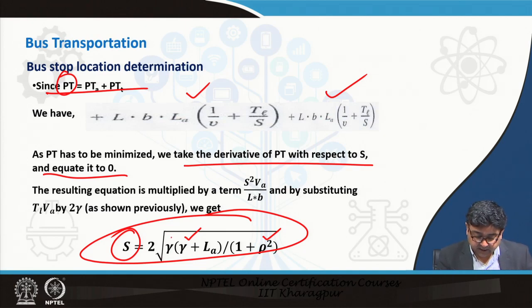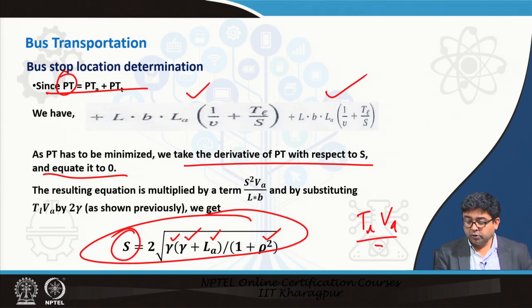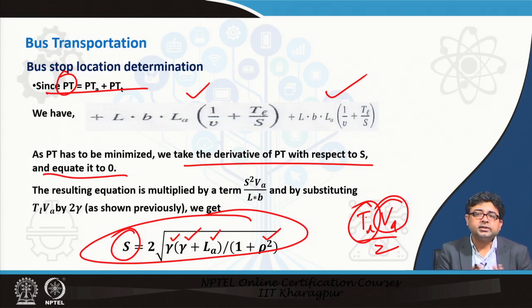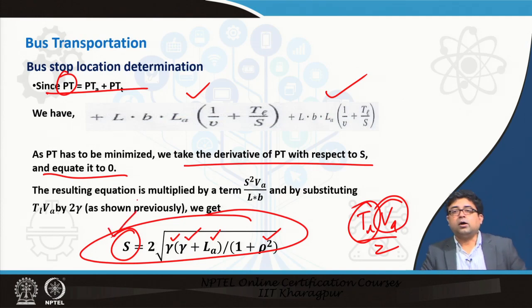So, what it tells you is that the spacing will be higher if people travel longer distances. L_A is the distance traveled by each person, right. So, if people travel longer distances, the spacing should be longer. Gamma, again, is T_L into V_A by 2. So, if the lost times are greater, then the spacing is greater, right. If the access speed is greater, the spacing can be greater. So, it gives you a relationship between different parameters that you can measure on the field, and it gives you a magnitude of spacing between the two stations.